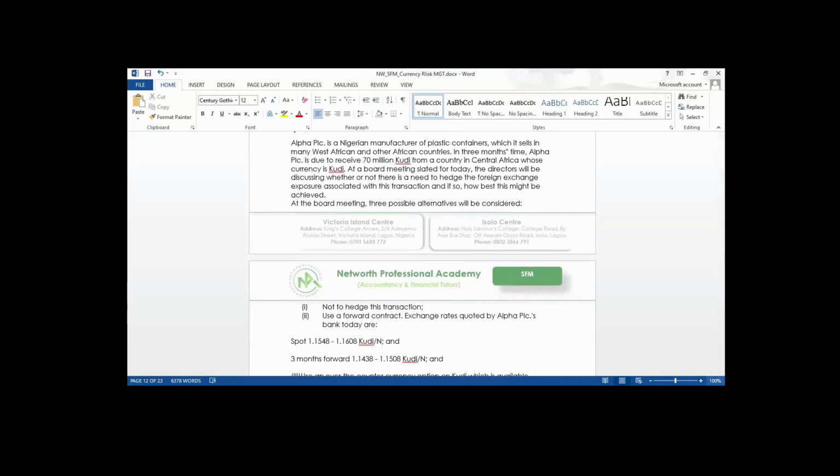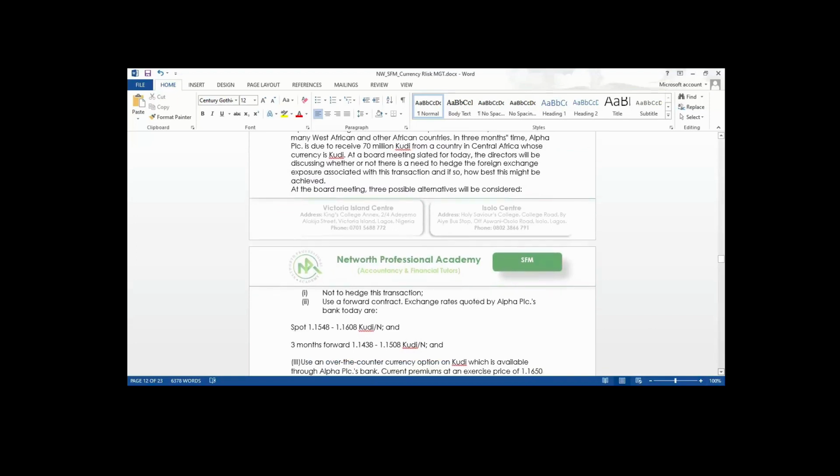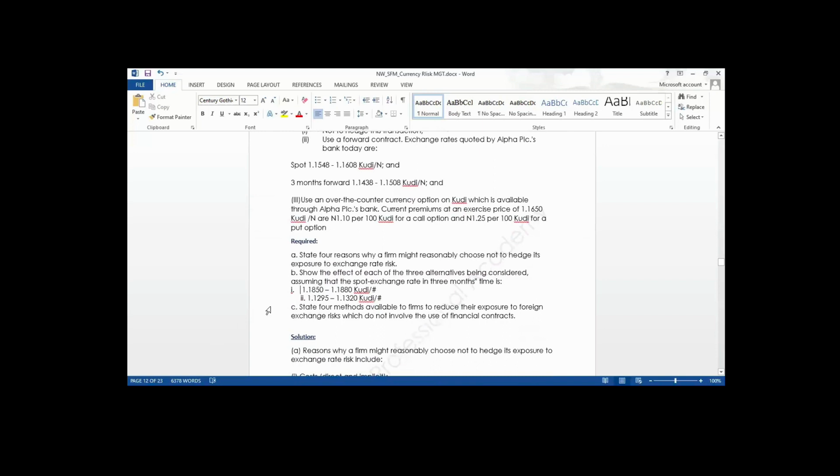The examiner now says, look at that requirement B. The examiner says, show the effect of each of the 3 alternatives being considered. Assuming the spot rate in 3 months happens to be figure 1 or figure 2. That means if you don't want to hedge, you are prepared to use whatever the exchange rate in 3 months' time. Is that clear, please?